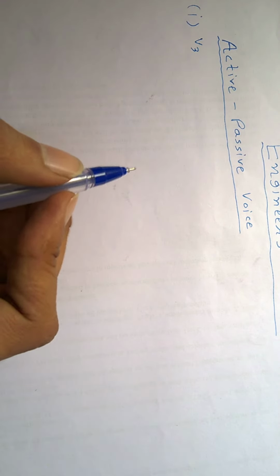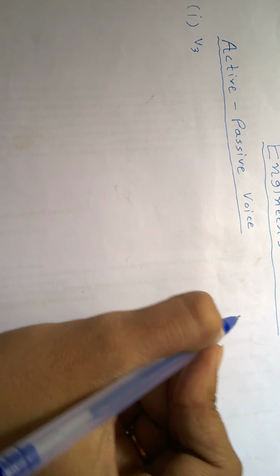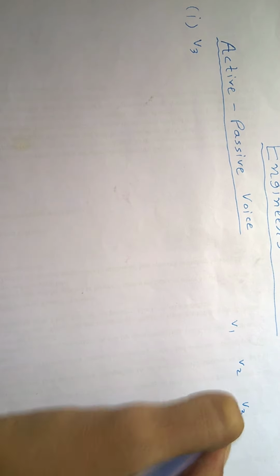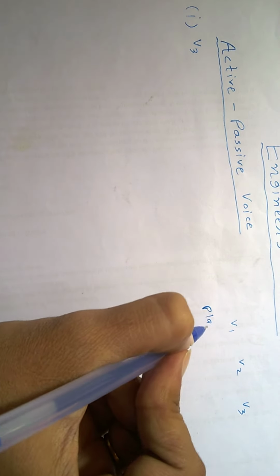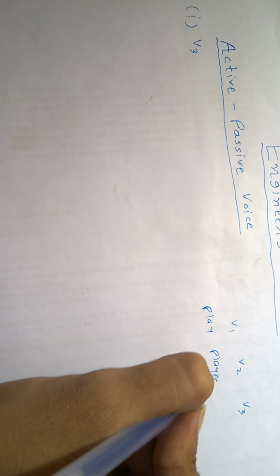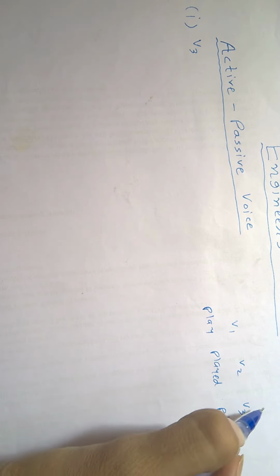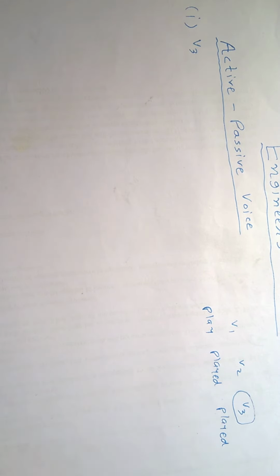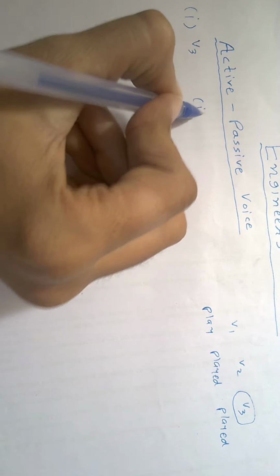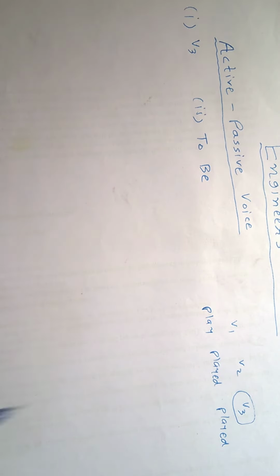So as per our technique, in a passive voice sentence we must use the third form of verb, that is the past participle form, or also we can say the V3 form of verb. For example, the first form of play is play, then the second form is played, and the third form is also played. So we have to use this third form in the passive voice. Then the second technique was, in passive voice we must use to be.